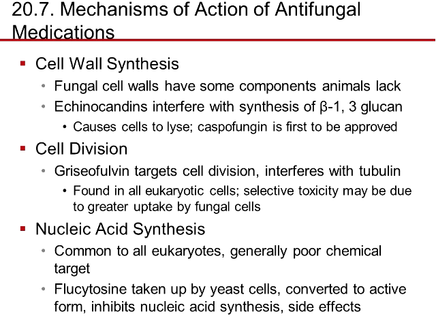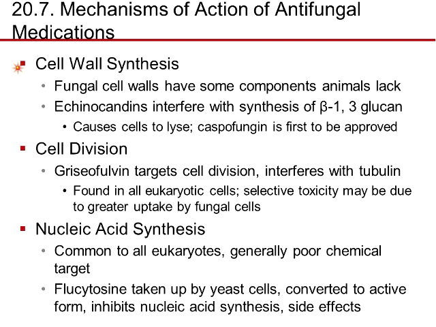The mechanisms of antifungal medications include cell wall synthesis. Fungal cell walls have some components animals lack. Echinocandins interfere with synthesis of beta-1,3-glucan, and it causes cells to lyse. Caspofungin is the first to be approved. It also affects cell division.